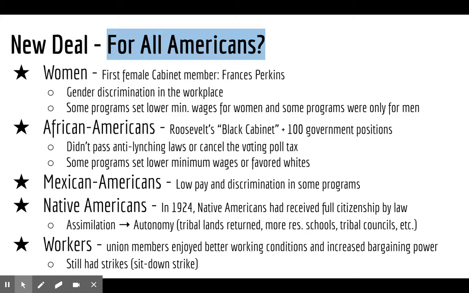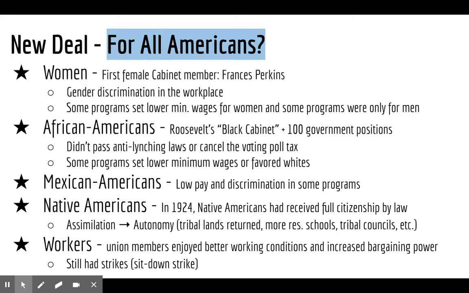The very last group of people are workers. Just workers in general, union members, are actually doing pretty well at this time. It's not like this time is perfect, but the New Deal is really trying to support workers in the Great Depression. So they are seeing better working conditions. They are being heard. Their business leaders, their company bosses, are listening to them more.